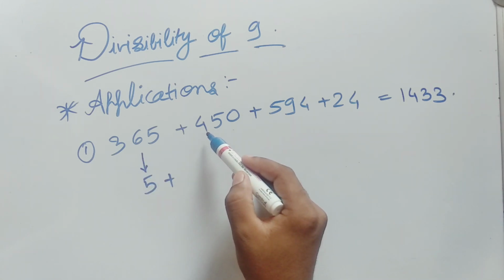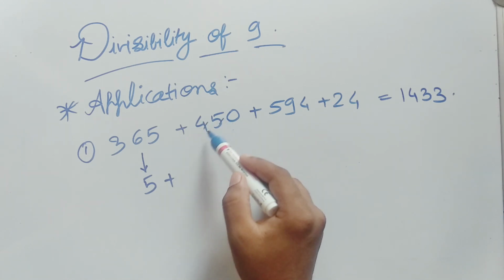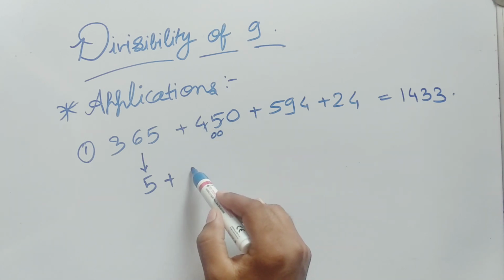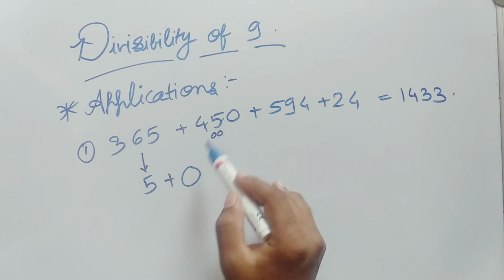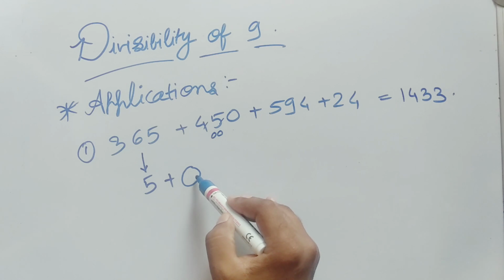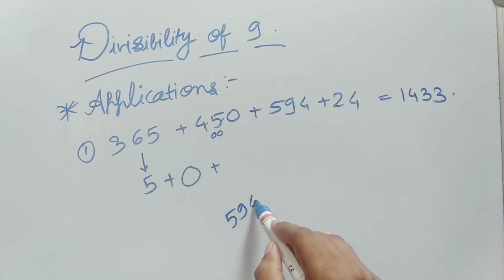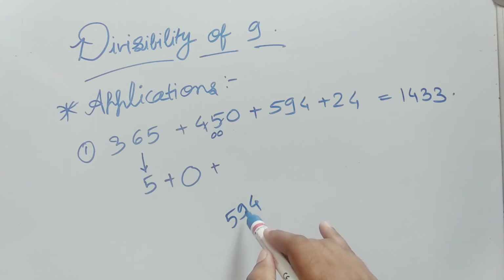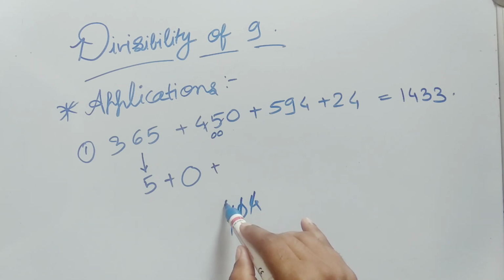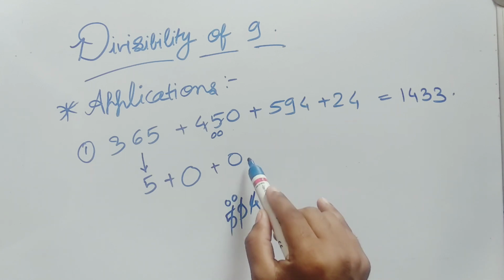Similarly, for 450, you can rule out all the digits which add up to 9. So 4 plus 5 will give 9, which can be written as 0, and this 0 as it is. So the single digit for 450 is 0. It implies that 450 is completely divisible by 9 and leaves no remainder behind. Similarly, for 594, just rule out the digits which add up to 9. So 9 we can cancel out, and 5 plus 4 is also 9, which gives 0. So 594 is also completely divisible by 9.